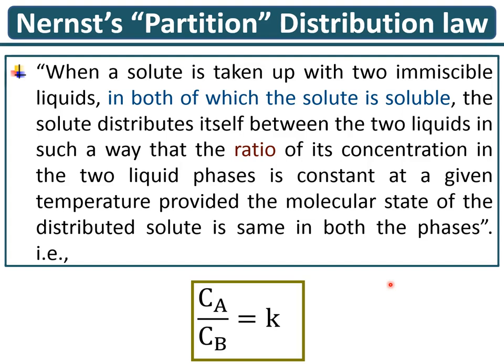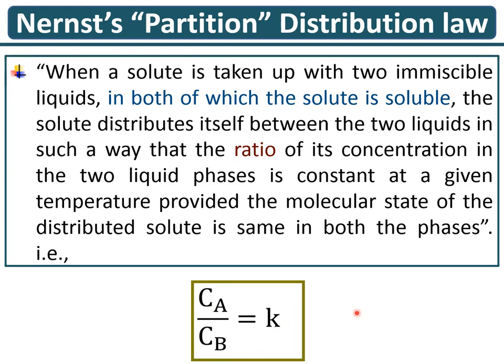And this can be mathematically expressed in this equation, C_A over C_B equal to K, which is a constant. So the concentration of the solute in liquid A over the concentration of the solute in liquid B will be constant at constant temperature.